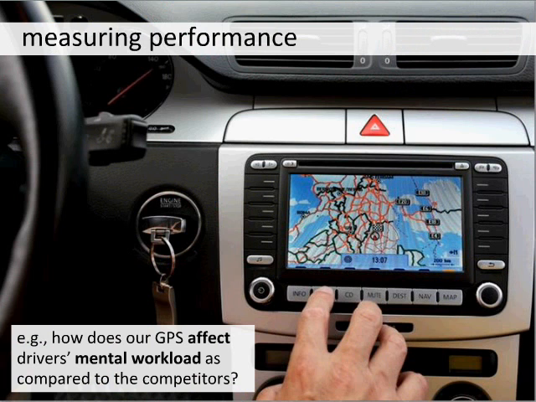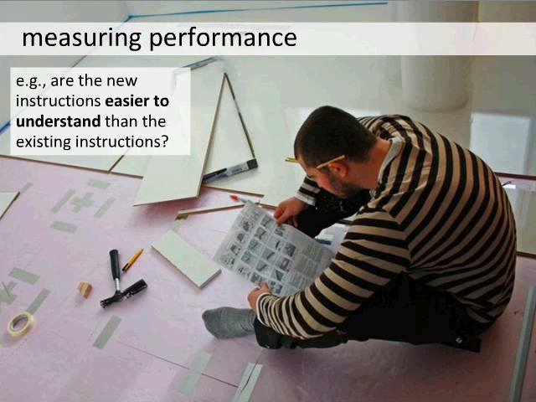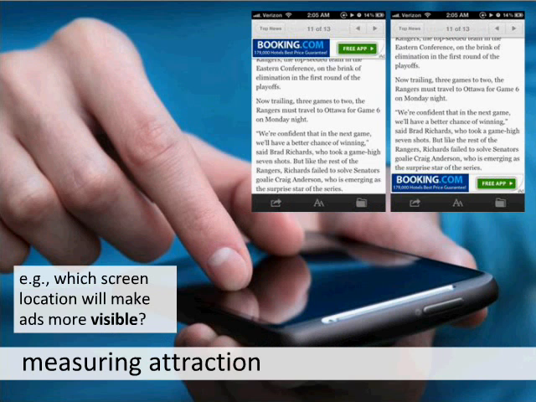Now here's an example about mental workload. The sample question is, how does our GPS affect drivers' mental workload as compared to the competitors? If that's your study question, eye tracking can also provide data to answer this question. And the last example here about performance is about the ease of information processing. Let's say we're studying patient inserts or other types of instructions. Eye tracking can help us compare them in terms of how easy they are to read and understand.